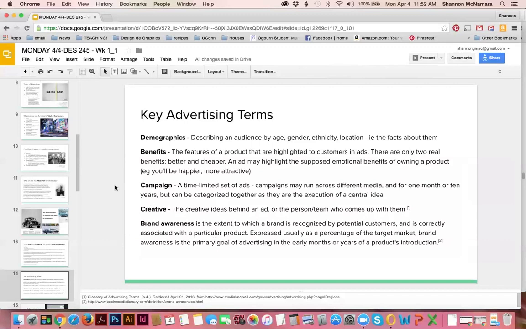Those ad campaigns bring about brand awareness, and that's the extent to which a brand is recognized by potential customers and is correctly associated with a particular product. It's expressed usually as a percentage of the target market. Brand awareness is the primary goal of advertising in the early months or years of a product's introduction.